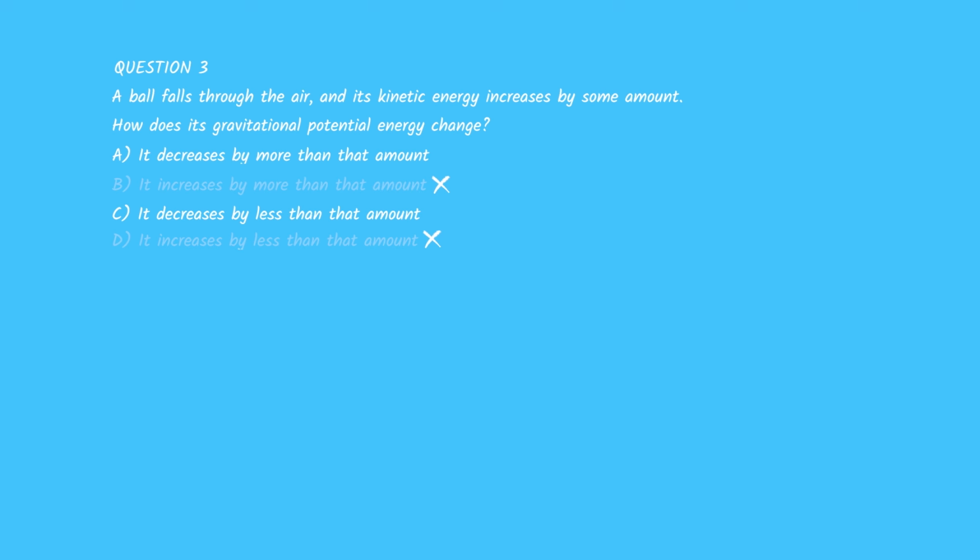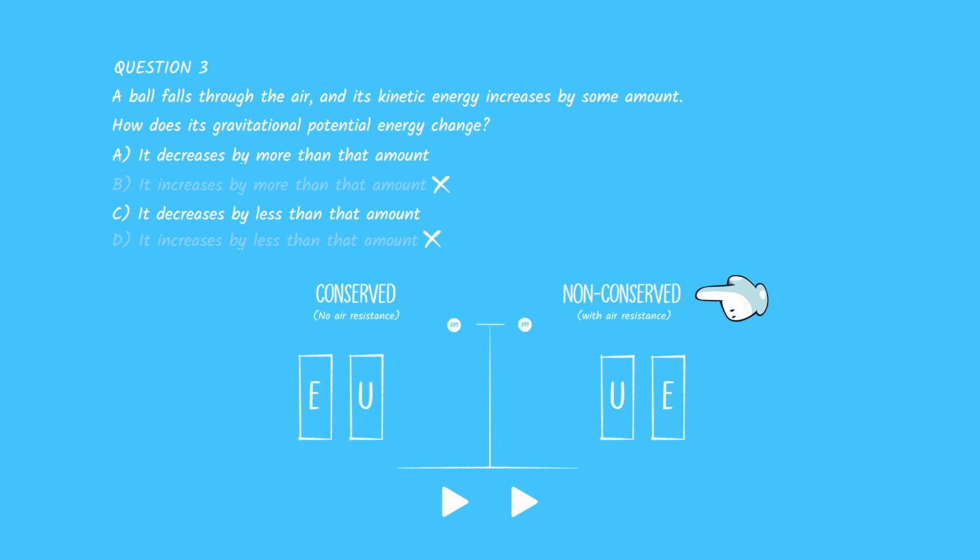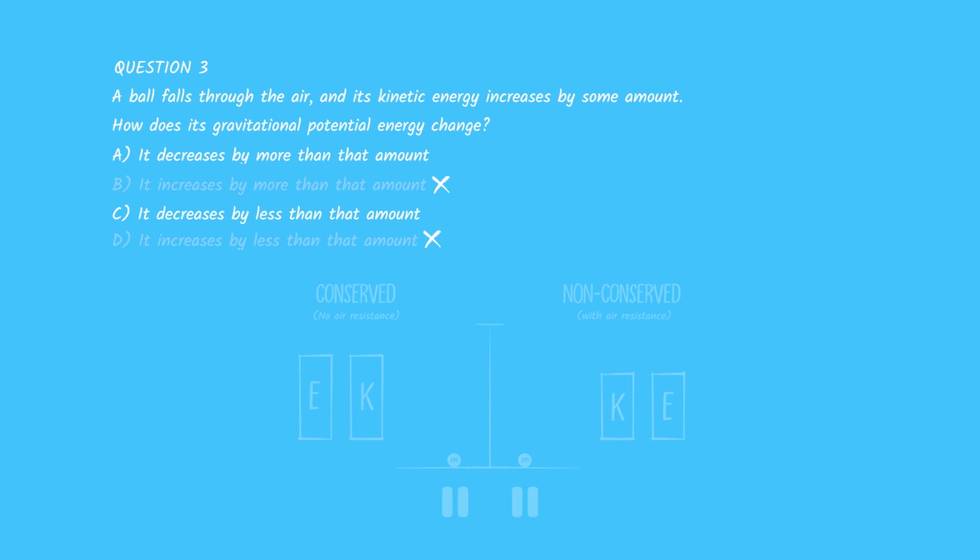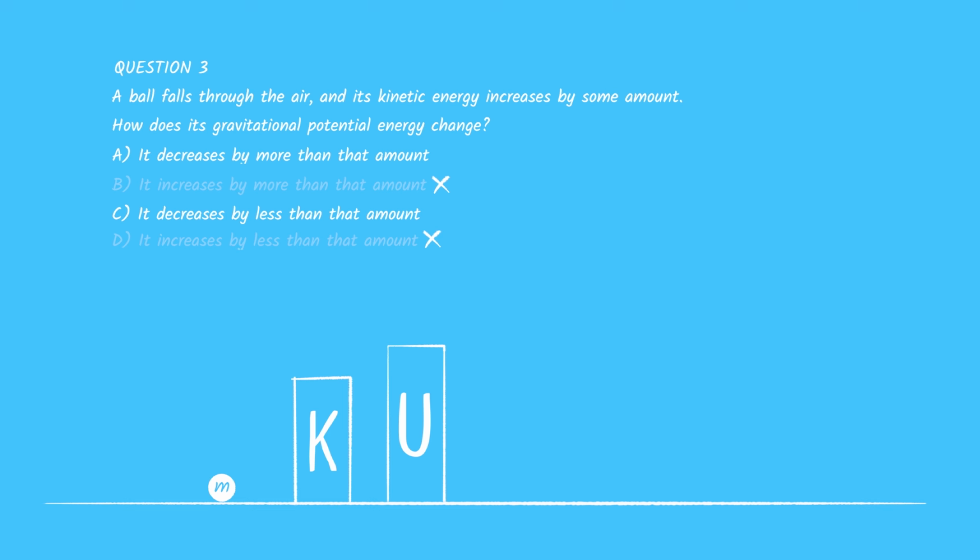Here again, the object is falling through the air, so the system is non-conservative. That means only part of the initial potential energy the object had can become kinetic energy, not all of it. So if the kinetic energy increases by some amount, the decrease in potential energy must be greater than that amount. It's as if we said that an object falls through the air and its potential energy decreases by some amount. The increase in kinetic energy would certainly be less than that amount. That's why the correct answer is A. I'm sure you chose the correct answer, didn't you?